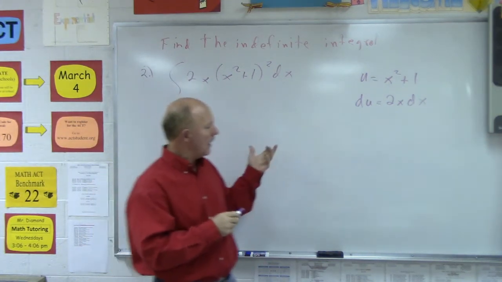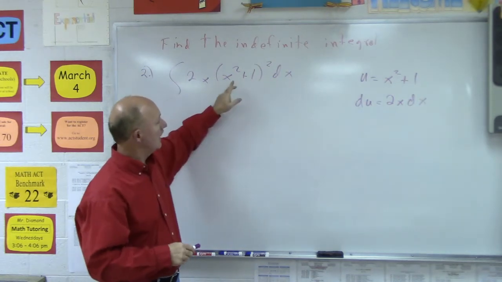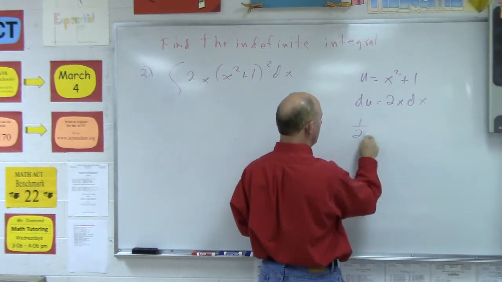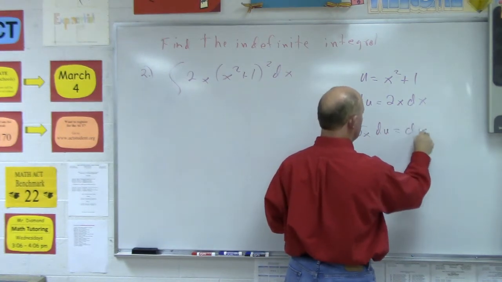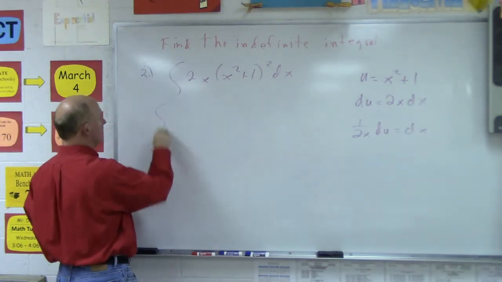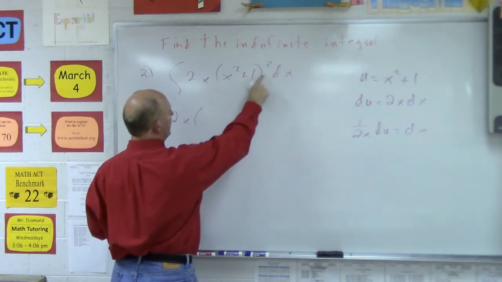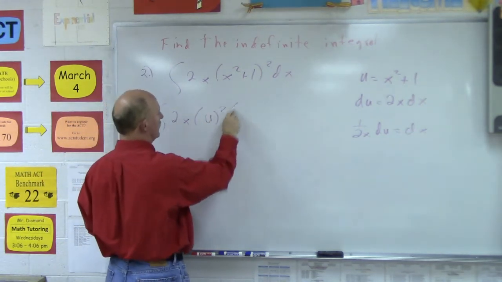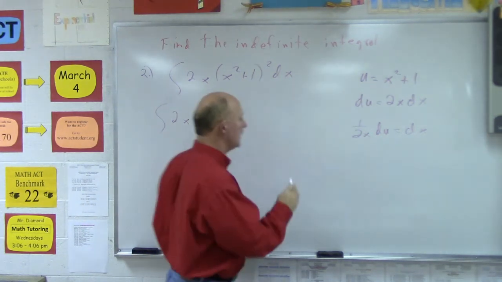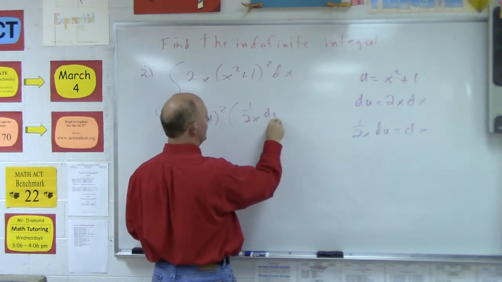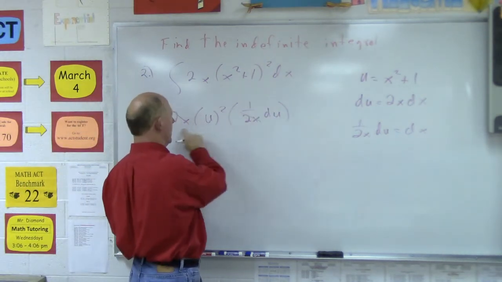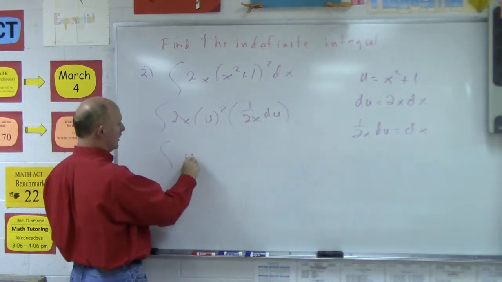Now, since we have to eliminate the dx and the x squared plus 1, what I like to do is divide both of these by 2x. So 1 divided by 2x, du is going to equal dx. Let's make our two substitutions now. The integral of 2x times x squared plus 1 to the 2nd power now becomes u to the 2nd power times, instead of dx, 1 over 2x du. Now notice what happens. The 2x's cancel out. And our integral now becomes u squared du.